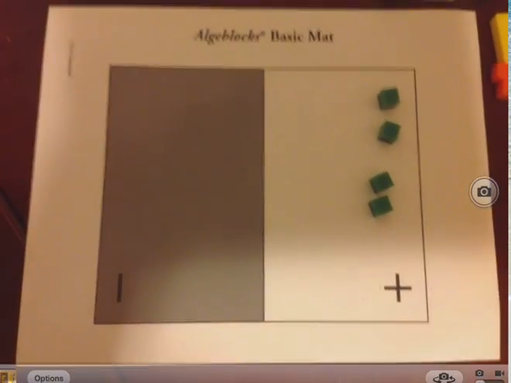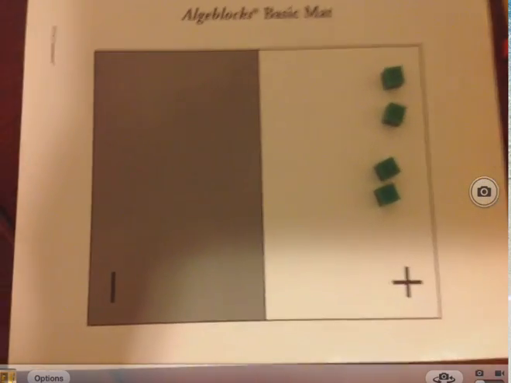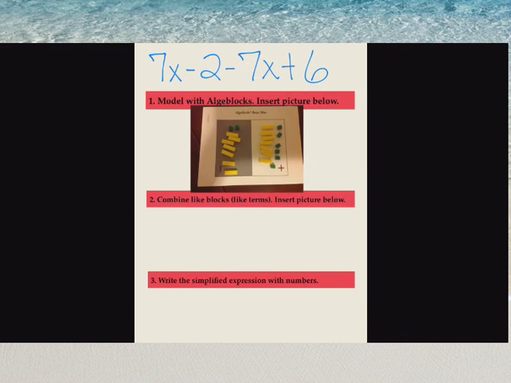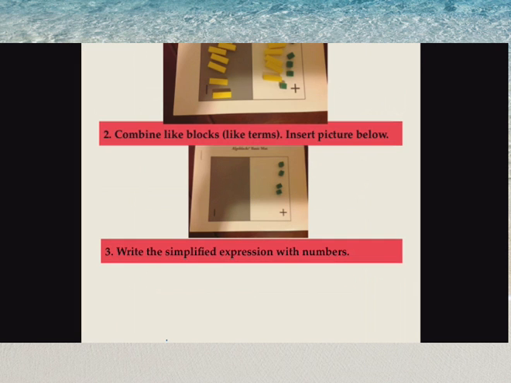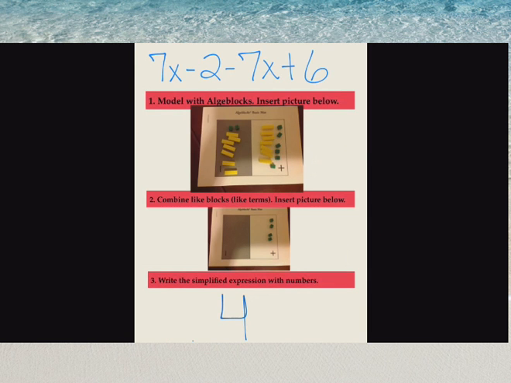Okay, so looks like all we're left with is positive 4. Let's go ahead and take a picture of that. Okay, we've got our picture. Last thing, write the simplified expression with numbers. Woo, this is an easy one. It is 4. That's right, ladies and gentlemen. Our expression went from this long thing up here to 4. See, simplifying expressions makes your life easier.